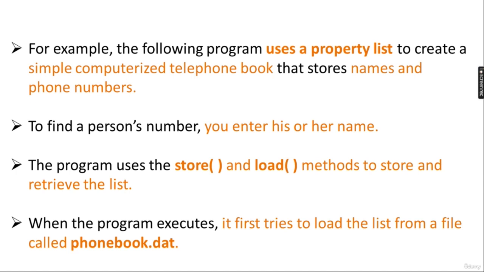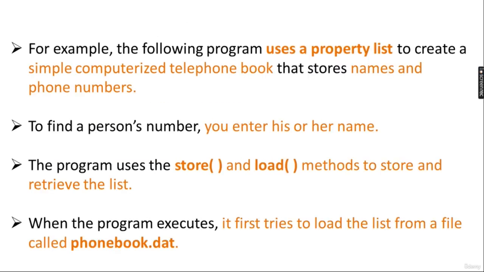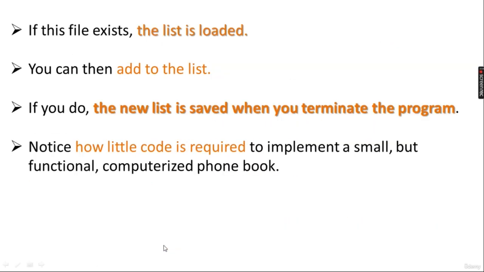The following program uses a property list to create a simple computerized telephone book that stores names and phone numbers. So you have to enter your name so that, using that name, you can find out its mobile number or phone number. For that, it uses the store and load methods. It first tries to load the list from a file called phonebook.dat. If the file exists, the list is loaded. You can then add to the list. If you do, the new list is saved when you terminate the program in the file called phonebook.dat.